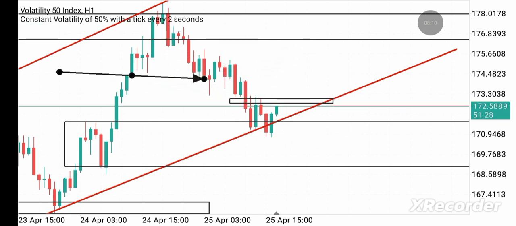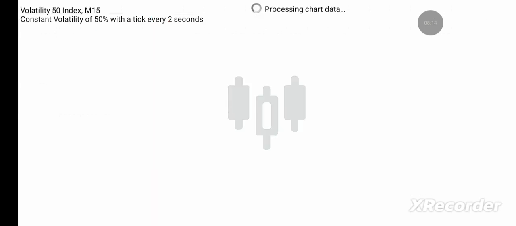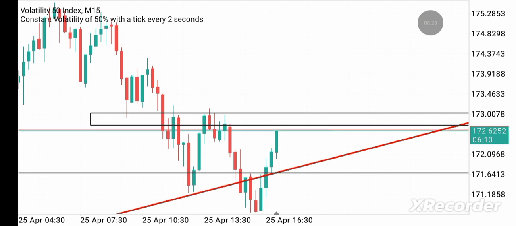All right, so let's look at it on the 15 minutes time frame. Let's see what we have done on the 15 minutes time frame. It's loading. All right, so you can see the market is approaching this, and it looks very clearly like a neckline. Once it's able to break above this zone, we'll be seeing more buys.